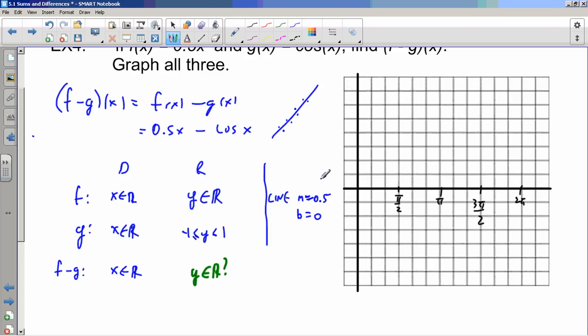Well, I'm going to have to think about that later. All right, and where's my 1? I'll maybe have 1 and -1 there. My green and red for this one, I'm going to do g in green.